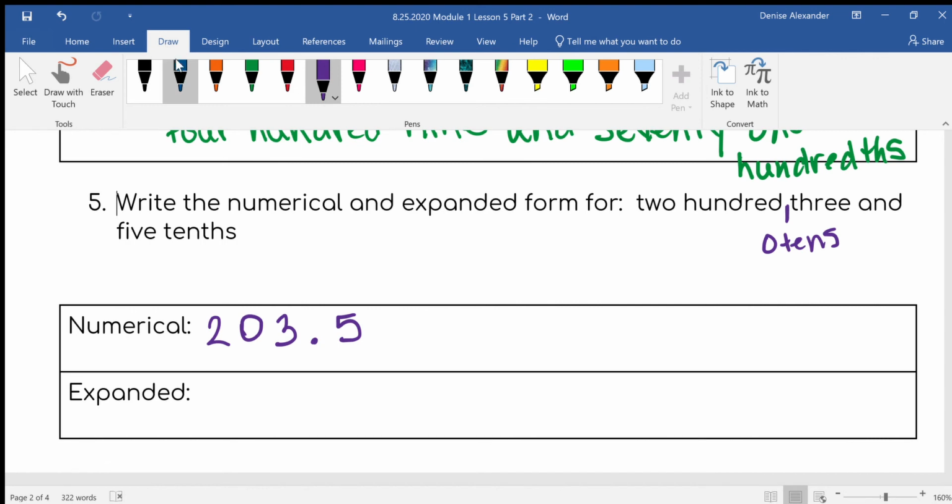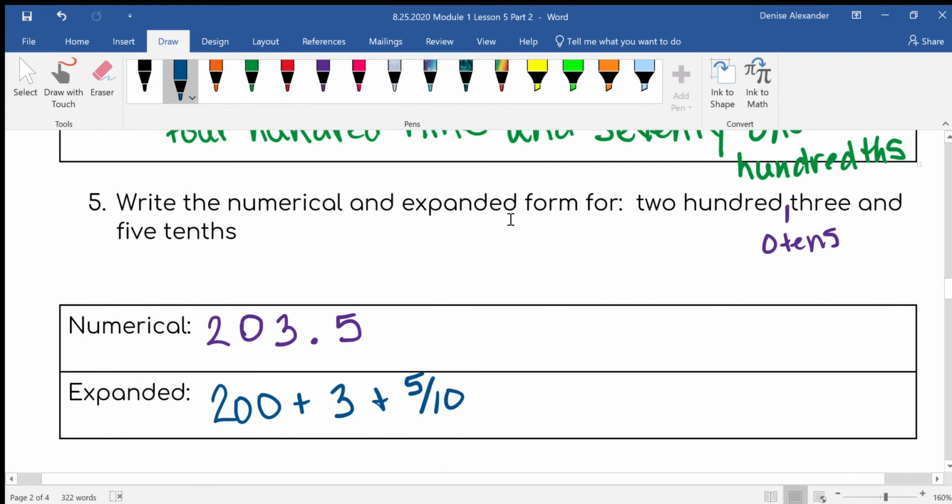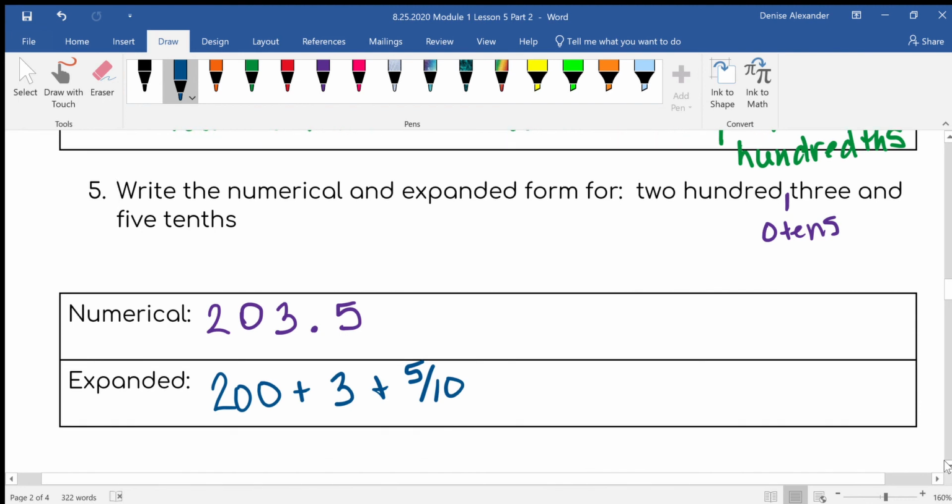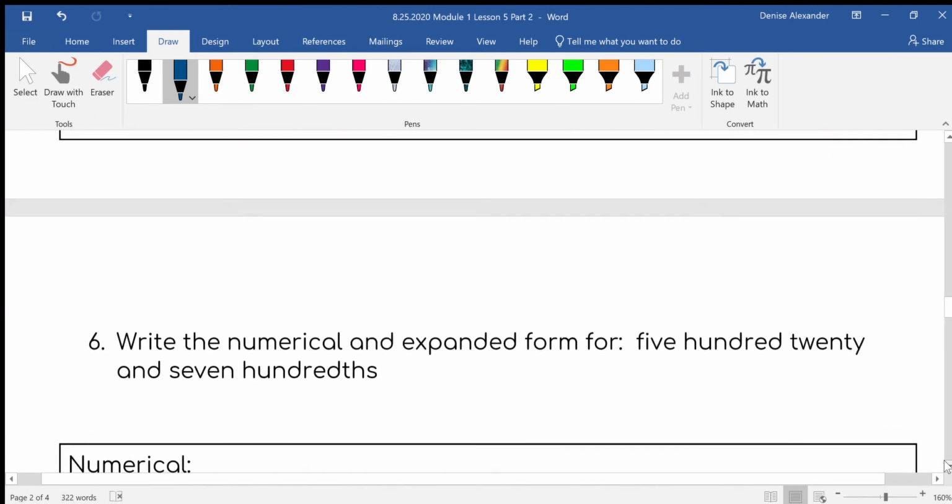Let's look at expanded form. So I'm going to take that 200. I'm going to just write it out. 200. 3. I'm going to add 3 and 5/10. So 5 over 10, you guys. Doing expanded form from written form, I feel is maybe a tiny bit easier because you just write it the way it's written. And we just put in addition signs.